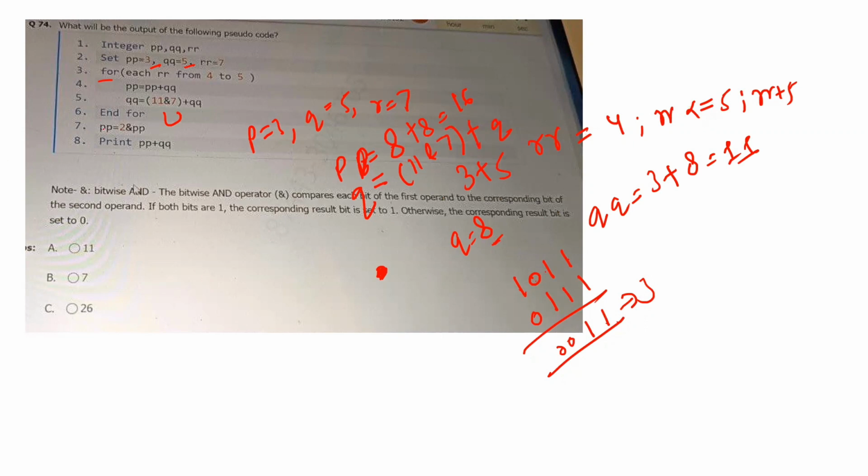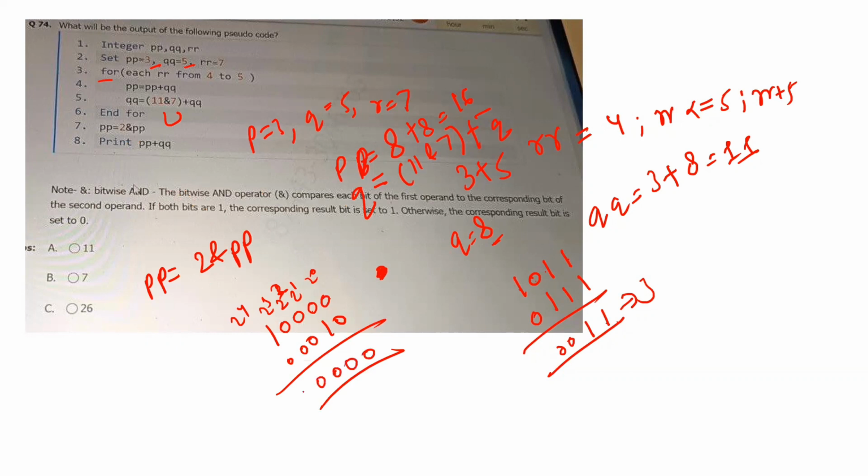The for loop has ended. Now here we are doing 2 bitwise and with P. What is the value of P? P value is 16, right? 16 is 1 followed by four zeros. 16 bitwise and with 2. 2 is nothing but 1 0. So if you do bitwise and, all bits are 0. We got 0. So P value is nothing but 0.